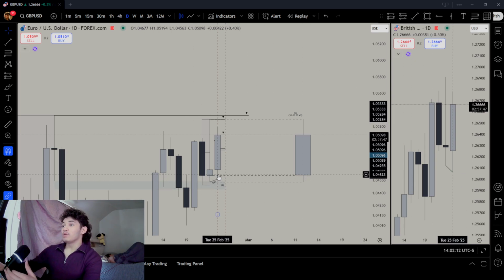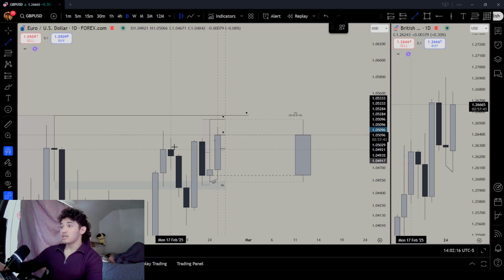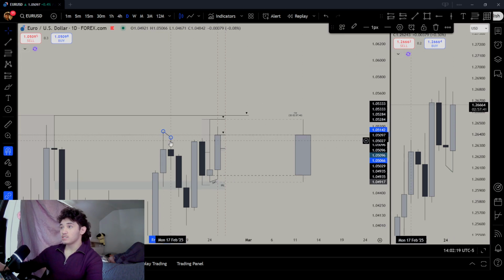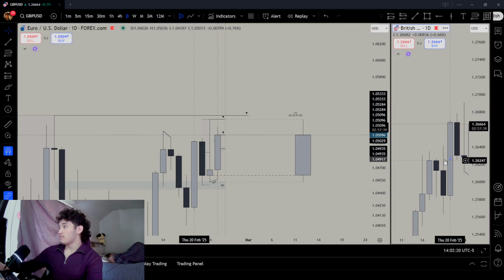And how do you know if this is a high probability SMT divergence? Because you can see there was an SMT divergence with this correlated pair. These two right over here, there was an SMT divergence. You can see the Friday candle: the Monday candle purged the Friday candle high, while this one did not purge it out. So there's an SMT divergence.